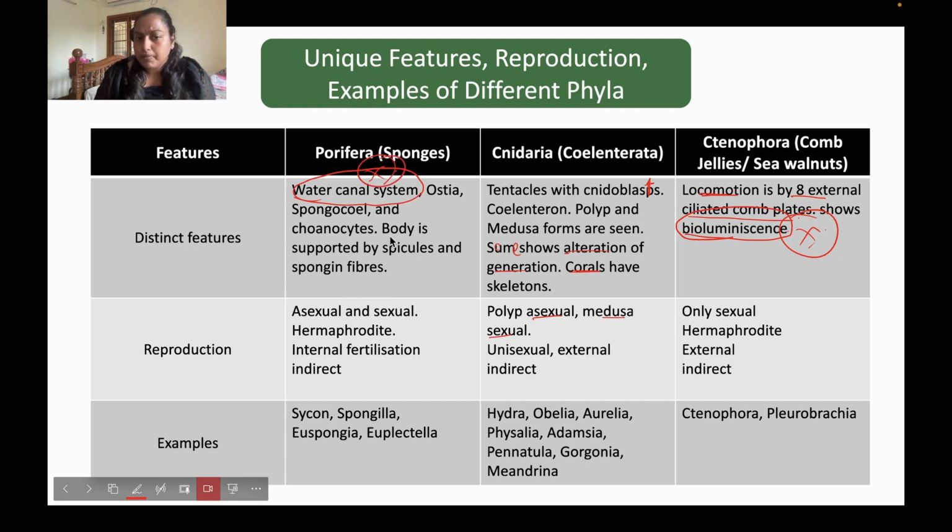Reproduction, children, a very simple thing I'll tell you. Write this, okay? Pori-tino platiani. Why am I saying this? Pori-tino platiani. Let me write it here.